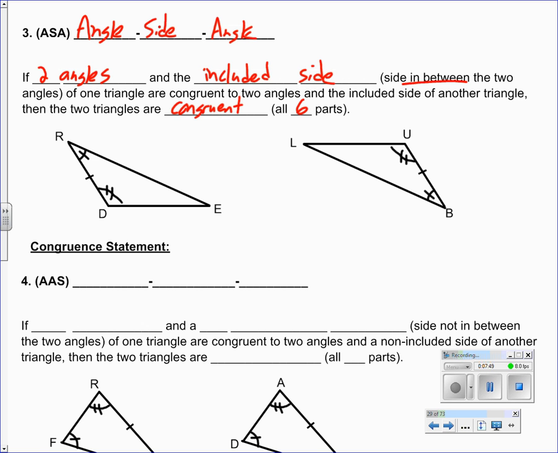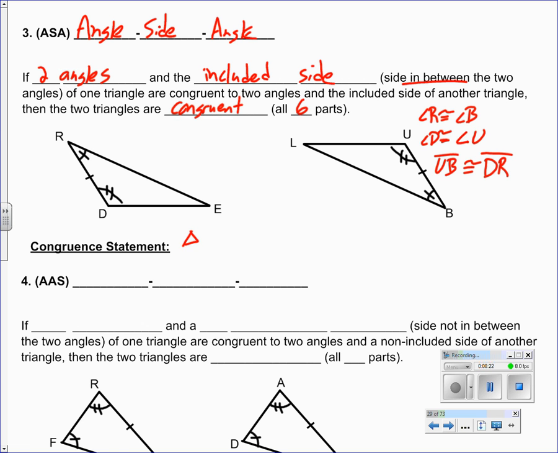So same idea here as the last one. We see that angle R is congruent to angle B. Angle D is congruent to angle U. And that side UB of the right triangle is congruent to side DR of the left triangle. So that gives us two angles and the side in between. It's angle side angle, so we know these two triangles are congruent.